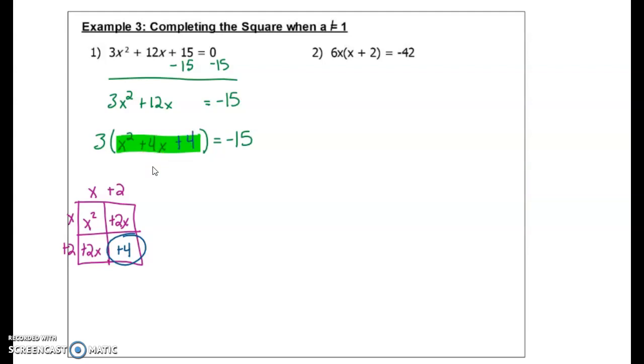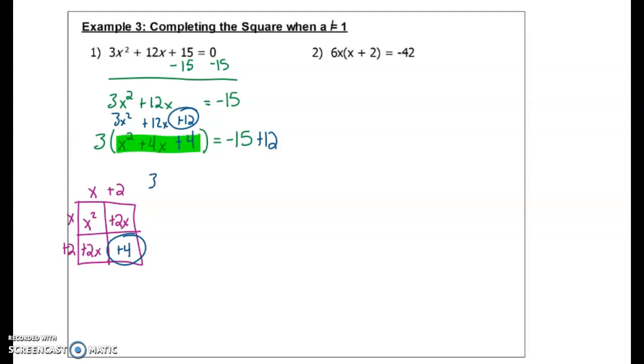Now, to balance the equation, you actually are adding a 12 out to the side. And here's the reason. You don't technically have to write this out. But if you distributed the 3 back in, you have 3x squared plus 12x plus 12. So the number you're actually filling in that hole with is a positive 12.